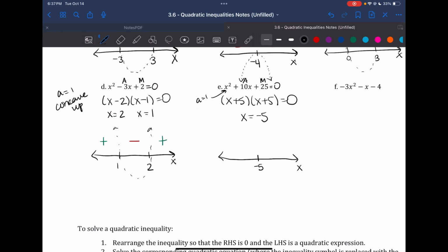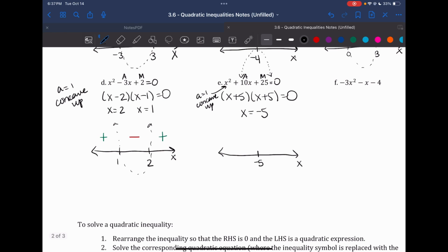A is equal to 1, concave up. Now, again, I'm not going to go through it because there is only one root, so I'm going to have my parabola touch it and then go right back up. But again, I still need to display that root, but my signs are going to be the same on both sides. They're both positive.